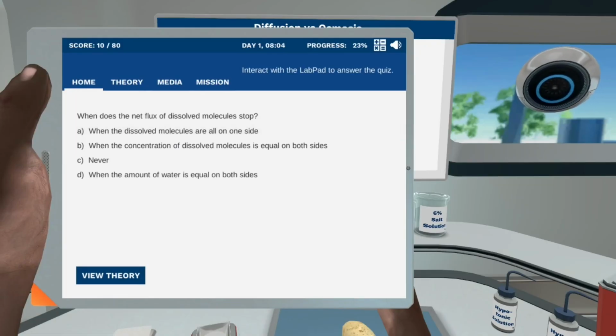A. When the dissolved molecules are all on one side. B. When the concentration of dissolved molecules is equal on both sides. C. Never. D. When the amount of water is equal on both sides.